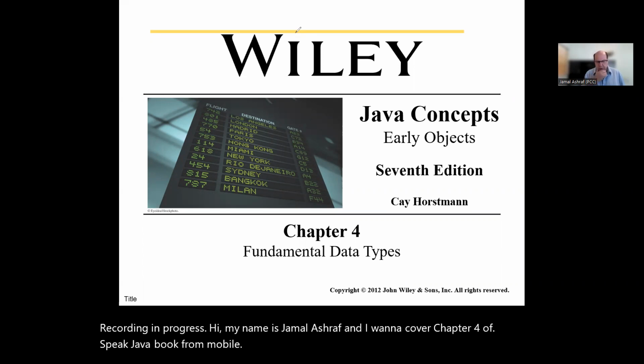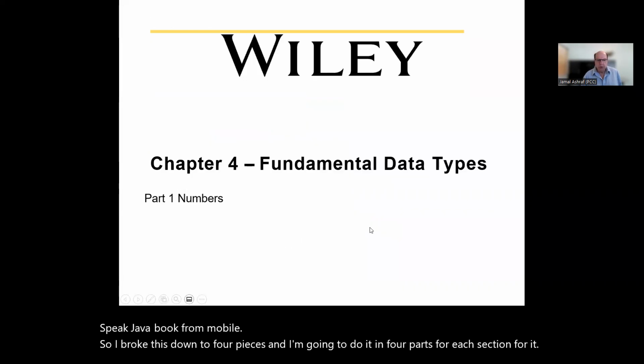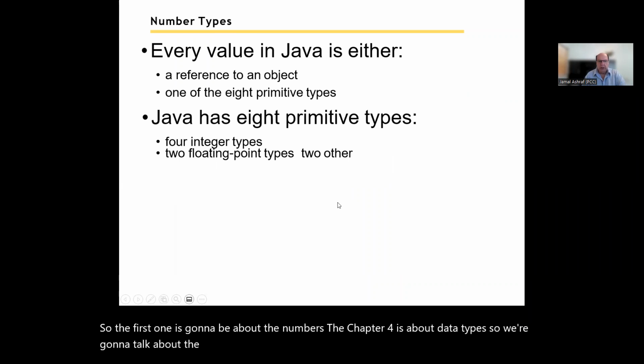So I broke this down to 4 pieces, and I'm going to do it in 4 parts for each section. So the first one is going to be about numbers. Chapter 4 is about data types. So we're going to talk about the numbers first.